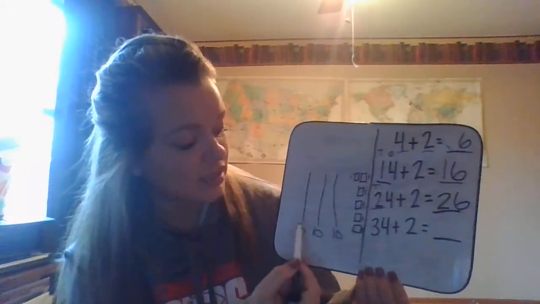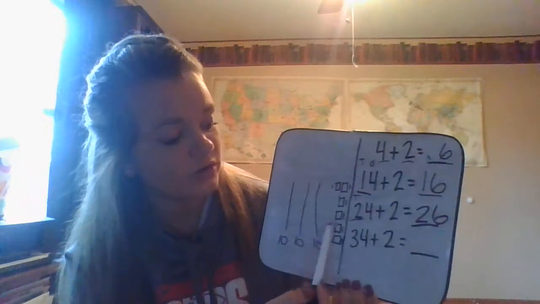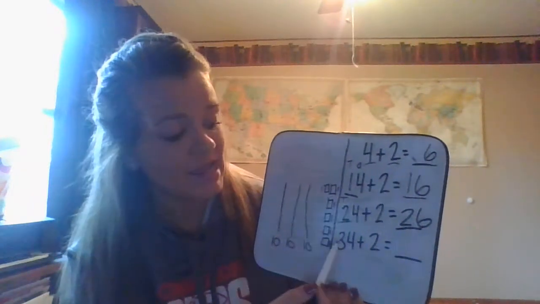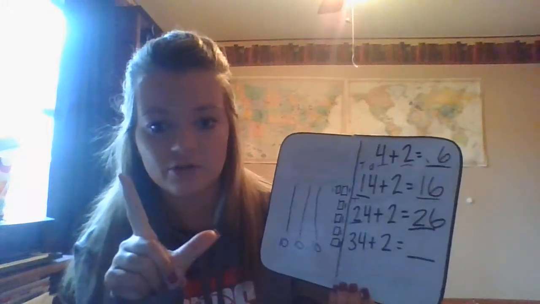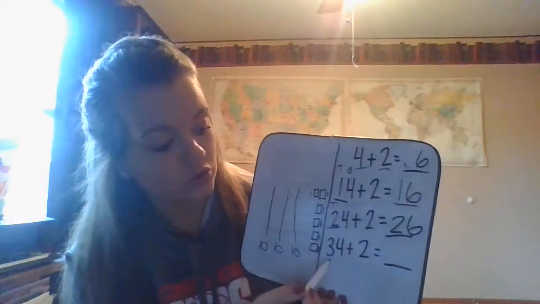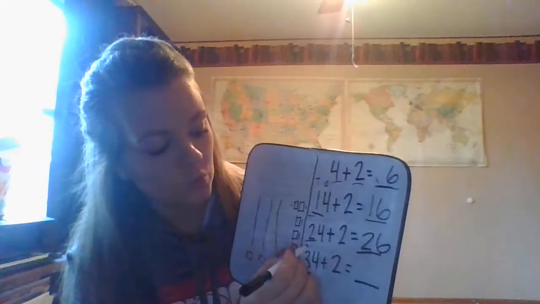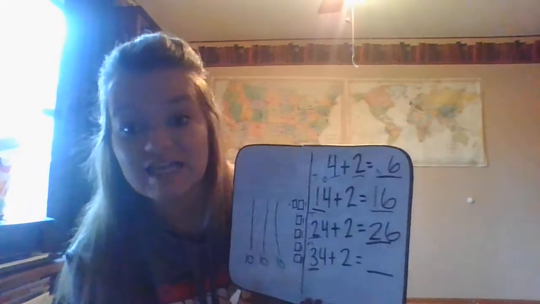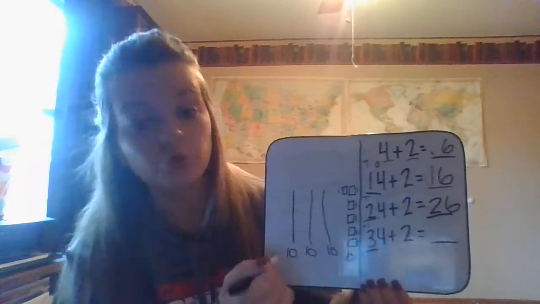So now I have 10, 20, 30, 31, 32, 33, 34, 35, 36, okay? And if you're doing 34 plus 2, 34, 35, 36, okay? All I did was add a group of 10. So why did I add a group of 10? From 2 to 3, you only add 1, okay? But remember, it's in the 10's place. So it's not 1, it's a group of 10.